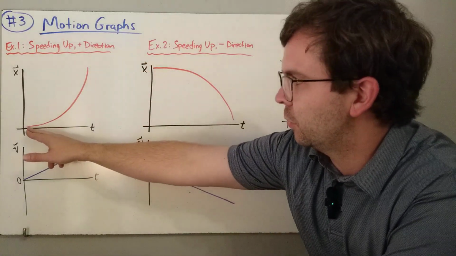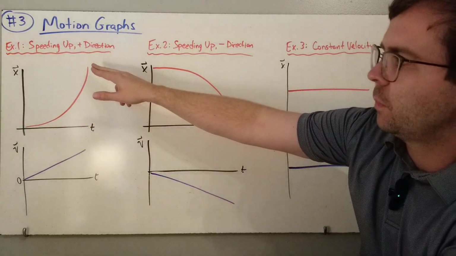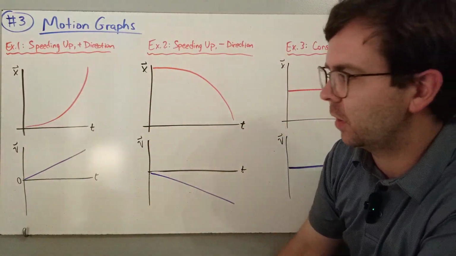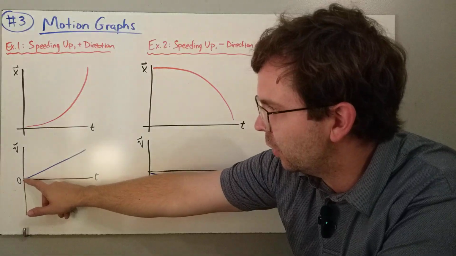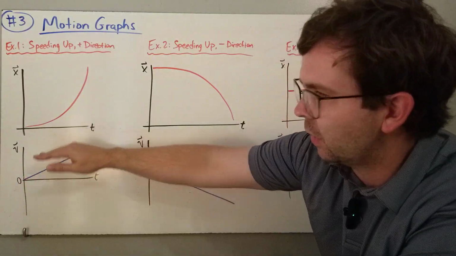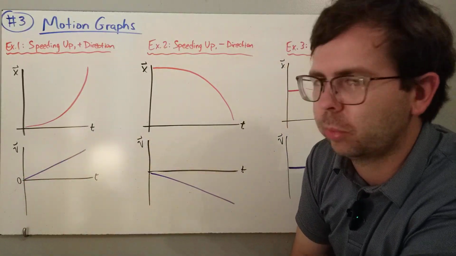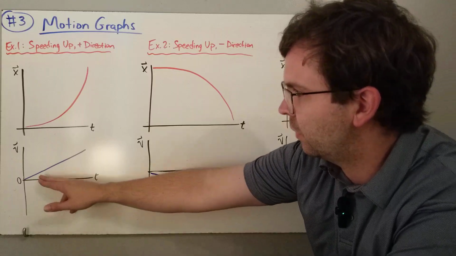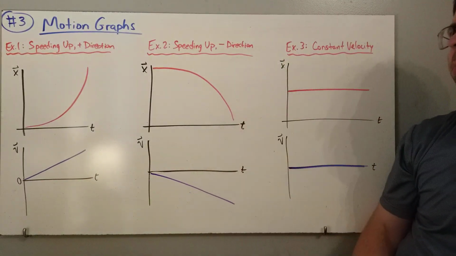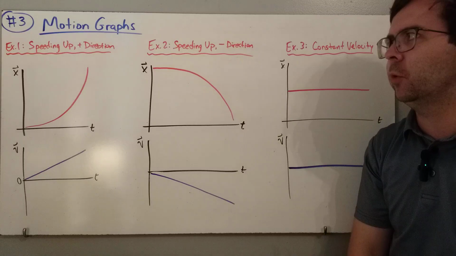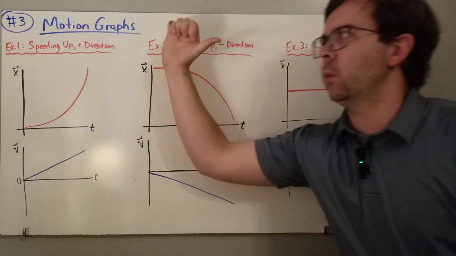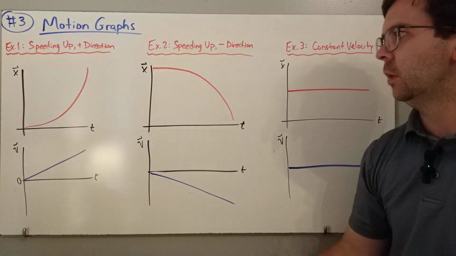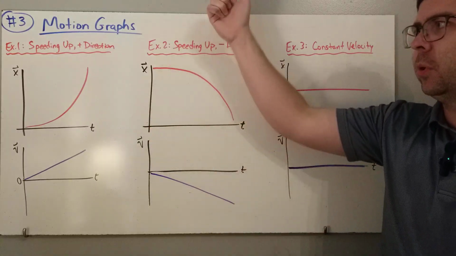So you're speeding up, starting out slow and going faster. We represent that on a velocity time graph by starting out very close to 0 over here, and then over time getting higher and higher, representing a more and more positive velocity there. So we get faster and faster. Example 2 is the same thing, except now we're moving in the opposite direction. So instead of going up, now we're going down.